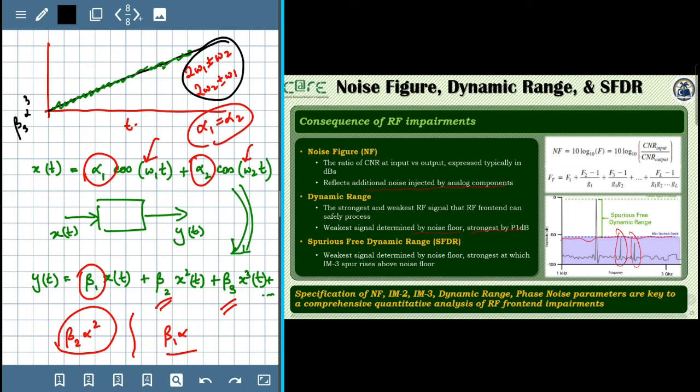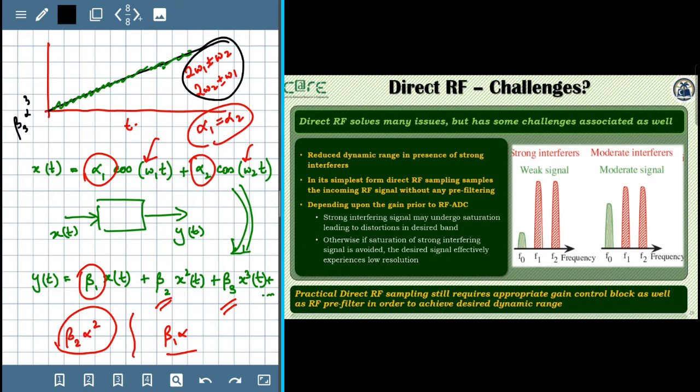The specifications of these noise figure, IM2, IM3, dynamic range, phase noise parameters are key to a comprehensive quantitative analysis of RF front-end impairments. So these are all the impairments that have motivated the industry to move towards the direct RF sampling technology. But there are some challenges as well. The direct RF solves many issues, but there are some challenges associated with this, and it's useful to have a look at them to understand the limitations, to understand the key design aspects whenever we talk about the direct RF architecture.